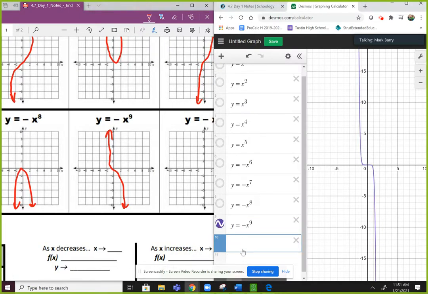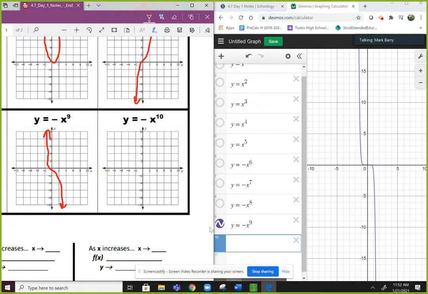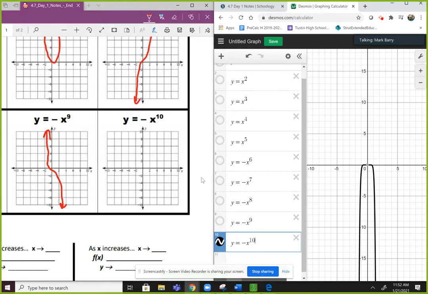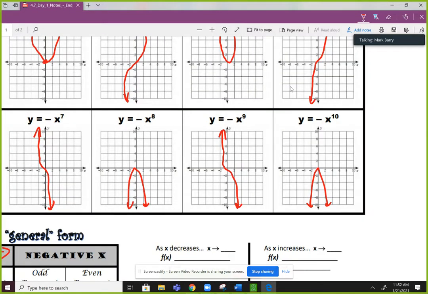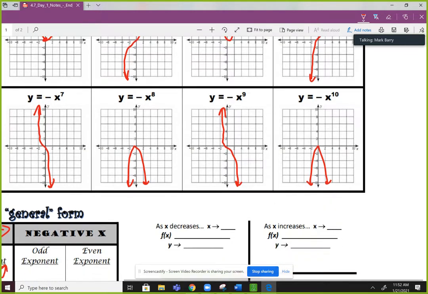And lastly, just for fun, although I'll bet you guys know what this is going to look like, y equals negative x to the 10th power will give us that upside down parabola again. Awesome. So I'm gonna go ahead and full screen this because we'll be done with it for a while. We'll check back with Desmos in a little bit here.